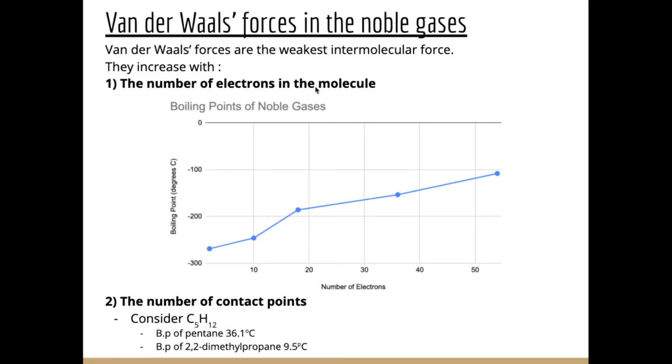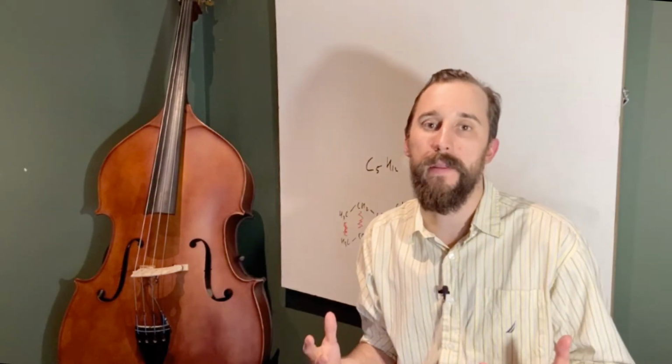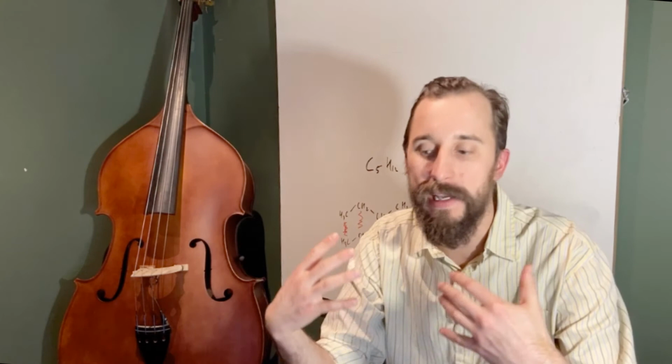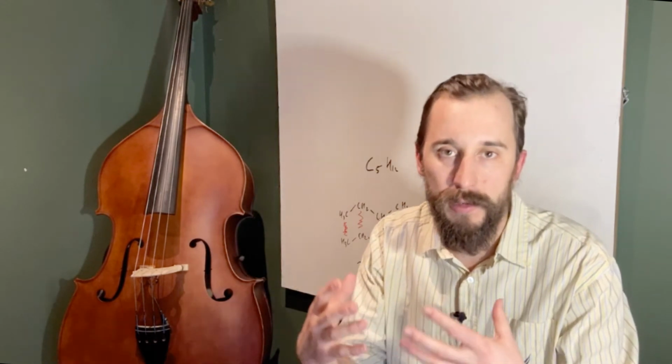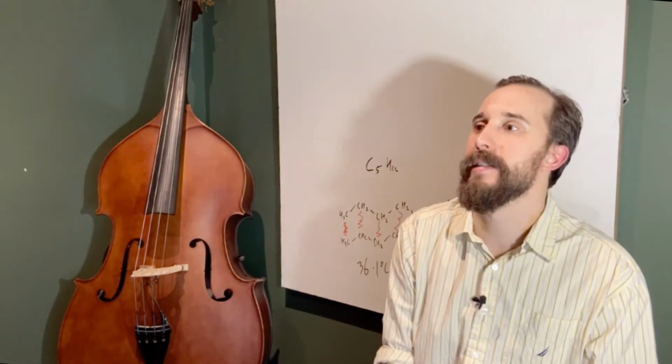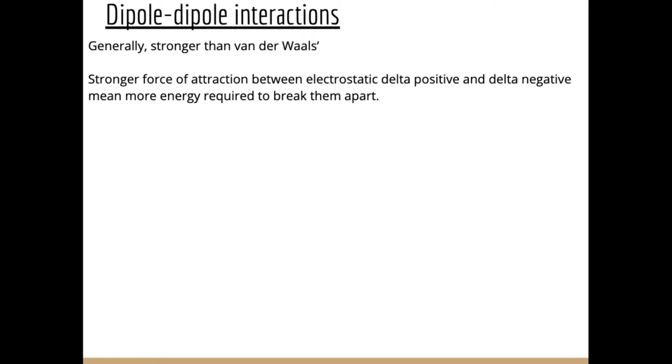So what affects our van der Waals forces? The number of electrons in the molecule and the number of contact points. Let's look at our dipole-dipole interactions. Generally, we said they are stronger than van der Waals forces, and that's because we have this permanent dipole that forms due to the unequal sharing of the electrons in a covalent bond. So one gets a partial, a delta positive charge, one gets a partial, a delta negative charge, and you have that electrostatic attraction between positive and negative, a force of attraction. Stronger force of attraction between electrostatic delta positive and delta negative means more energy required to break them apart, consequently more energy to melt or boil them.